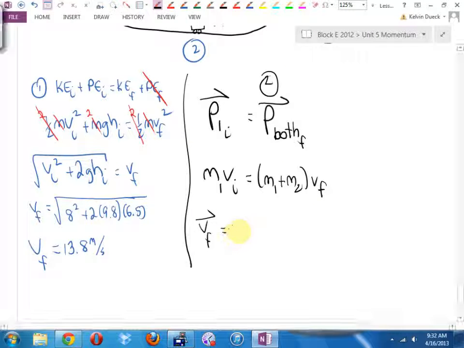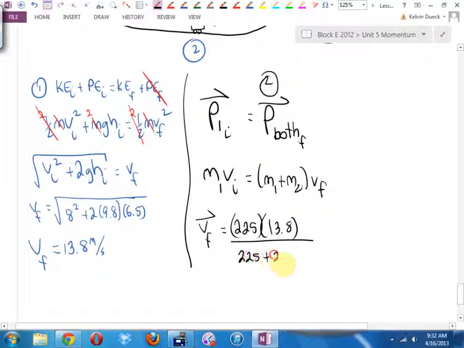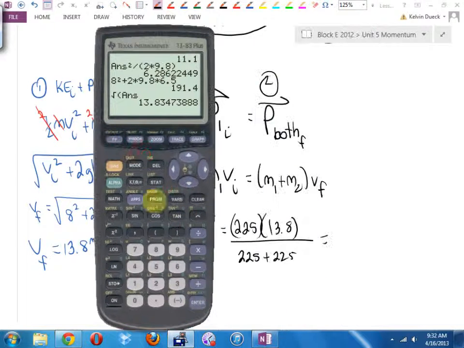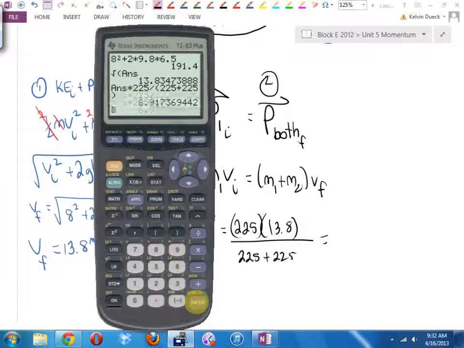Of course, it's going to be mass 1, 225, velocity 1, 13.8, divided by 225 plus 225. Right? I wish I'd done that on purpose, but I know I had a brain cramp there. Times 225 divided by 225 plus 225: 6.9174.